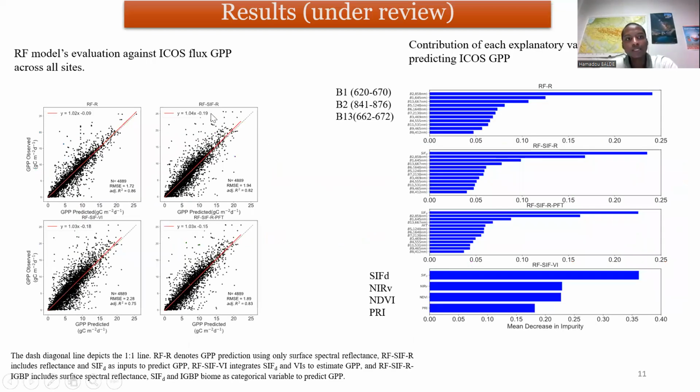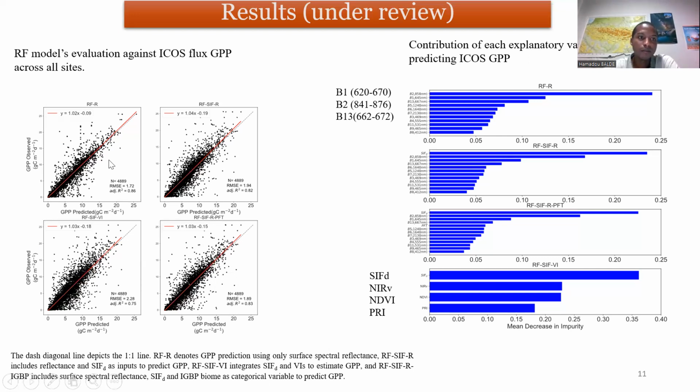So here we are showing the results of the random forest modeling, the 4 random forest models, against the observed GPP at the tower level at each site. And on the right, we have the contribution of each input variable to the prediction of the GPP. But let's focus on the left figures. Here we can see overall, all 4 random forest models could explain GPP with high accuracies.